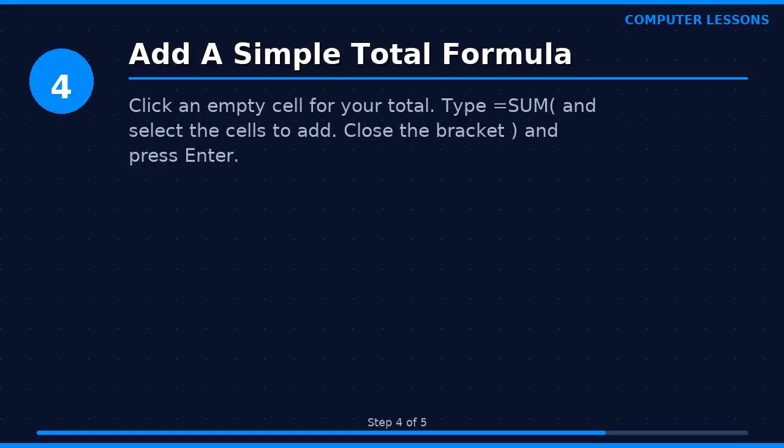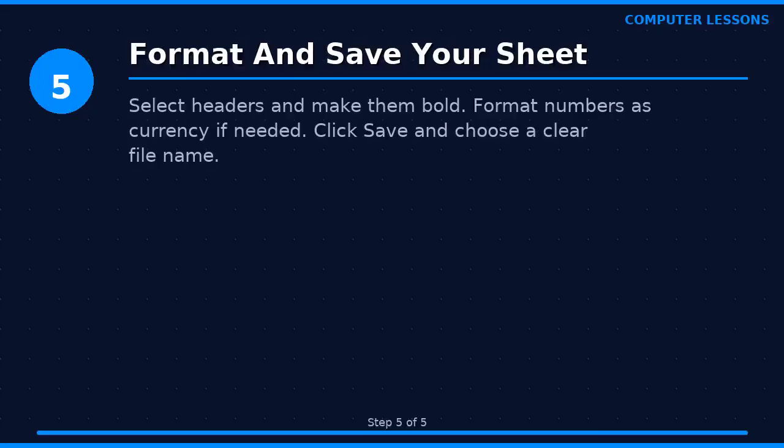Time for the big scoring play, the total. Click an empty cell at the bottom of that price column, type =SUM(, then drag to highlight all those prices, close the parenthesis, hit enter, and Excel puts the points on the board instantly. Change any number above, and that total updates like a live scoreboard.